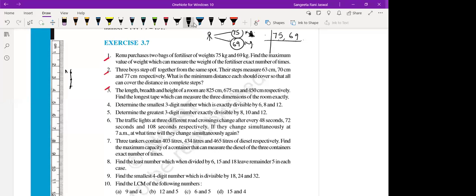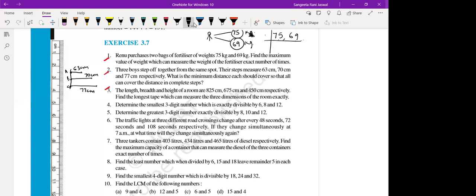These are three boys, A, B, and C. So they started from here. They step off from the same spot. Their steps measure 63 centimeters, 70 centimeters, and 77 centimeters respectively. One person has a step which measures 63 centimeters. Another person has a step which measures 70 centimeters. The third person has a step which measures 77 centimeters. Okay, this much is there.